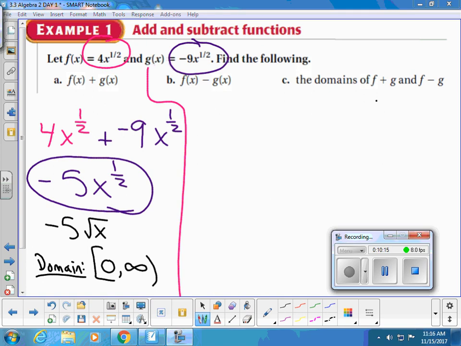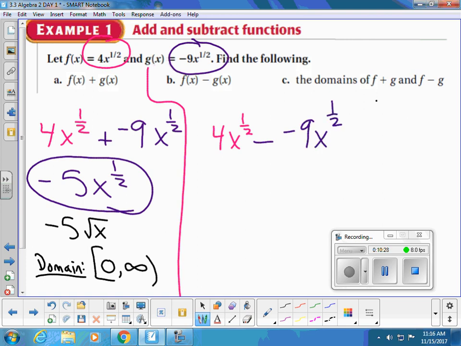Alrighty, we're ready to do part B. We're going to take function f, which is our pink one, 4x to the 1/2, and we're going to subtract off function g, which was our blue one. So what just happened? Oh yeah, 2 negatives make a positive. And then, of course, these are still like terms, so how many x to the 1/2 do I have? 13 x to the 1/2. So that's your answer to part B.